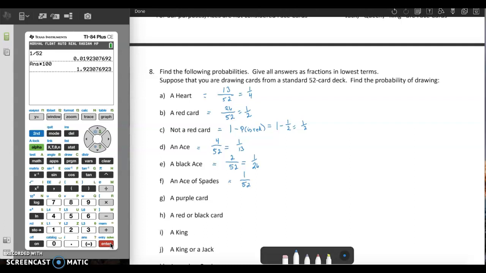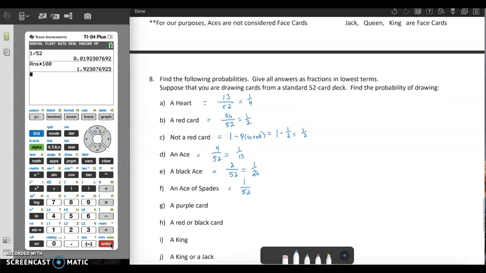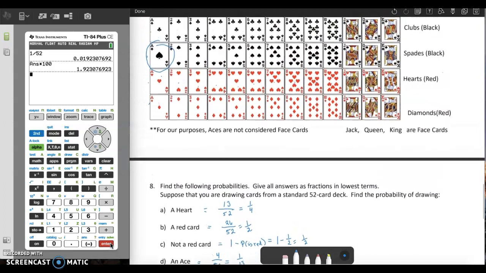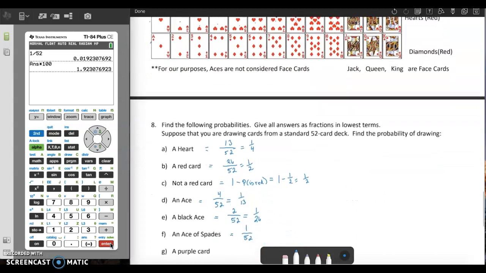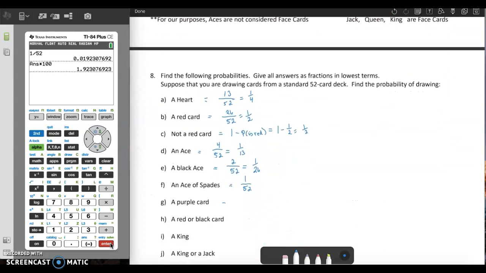What's the probability of drawing a purple card? Okay, so that's never going to happen, right? If it's a standard deck of cards, then the only colors are red and black. So the probability of drawing a purple card would be, there's no ways to do this out of 52. The probability of doing that is 0. It can't happen. It's impossible.